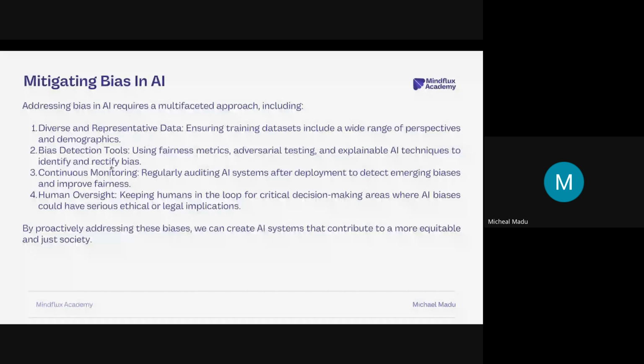So how do we mitigate bias in AI? Addressing bias in AI requires a multifaceted approach, including diverse and representative data. We have to ensure that training data sets include a wide range of perspectives.